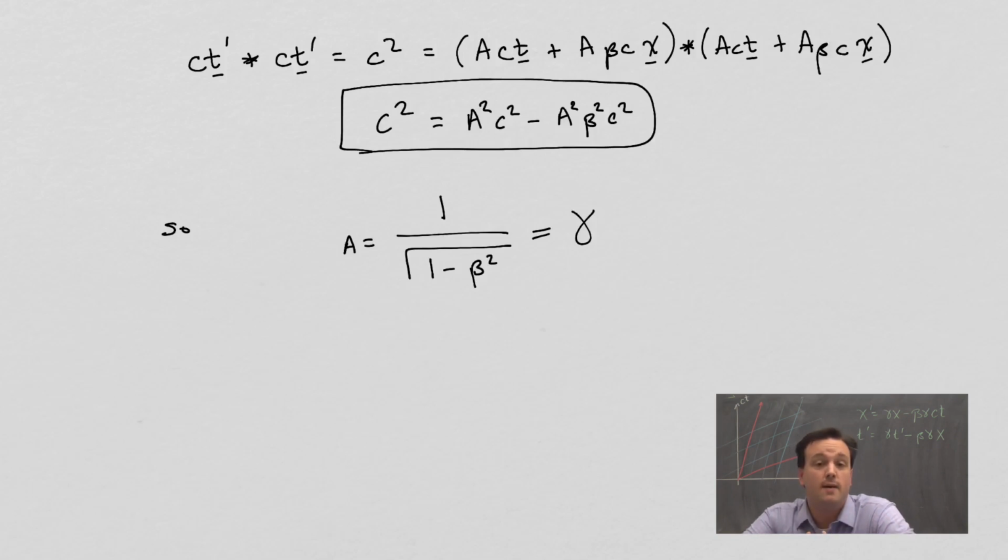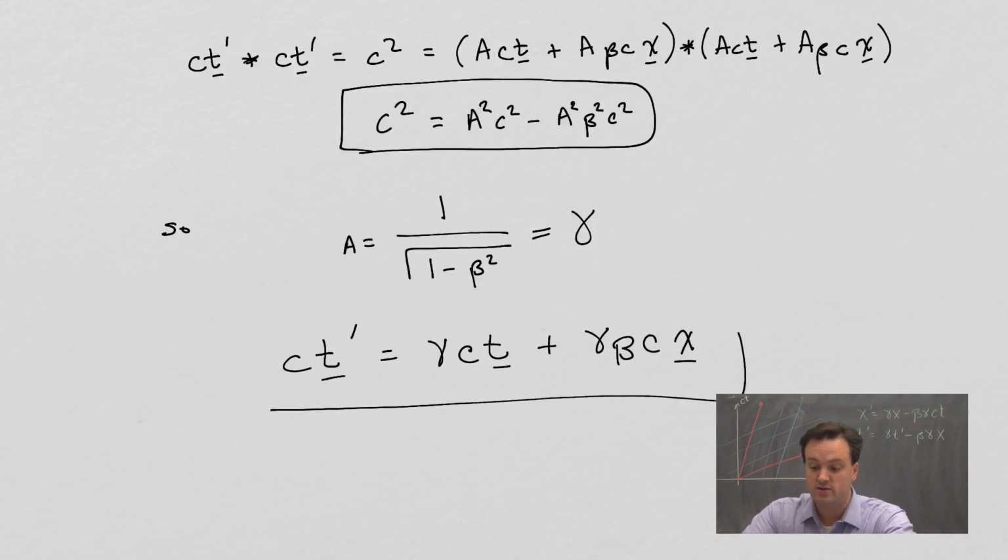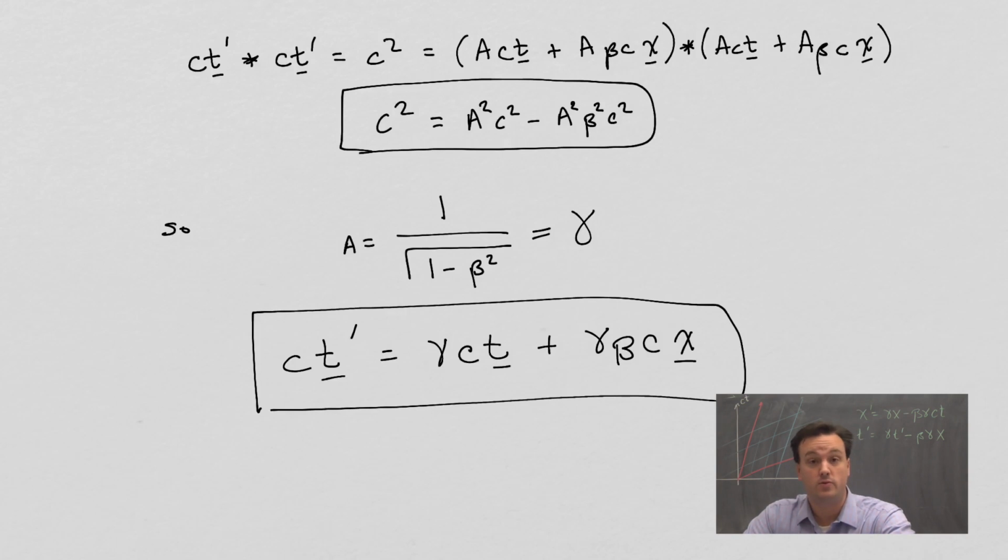Right? And so this gamma appears once again as a way of understanding how lengths transform when I go from one reference frame to another. Right? And so when I do this, I get just that ct prime is going to equal gamma ct plus gamma beta cx. Ta-da! We're done. Right? And so I've been able to now transform the unit vector in the prime coordinate system into what the vector would look like in the unprimed coordinate system.